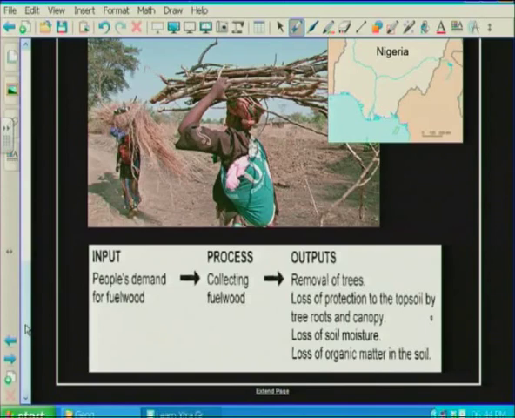People's demand for fuel wood is an input. The process is collect or cut down the shrubs or deforest the area. Outputs is that we have the removal of trees, the loss of protection of the topsoil, and the trees' canopy also, loss of soil moisture, and loss of organic matter in the soil as well. So there's environmental degradation or soil erosion as a potential issue over here.